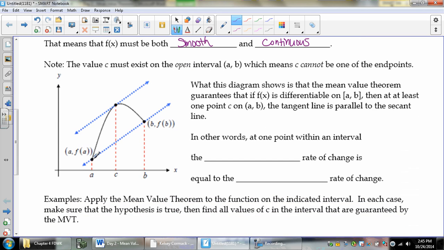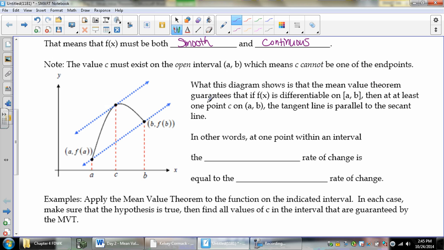So here's a perfect example. Here is a smooth curve from A to B. This dotted blue line here gives you the average rate of change, or the slope of this line is the average rate of change of the function between A and B. And then this blue line up here is a tangent line at a specific point. So here's the instantaneous rate of change of the function at C. And what you see from this is the secant line and the tangent line are parallel at some point in between. It's not parallel all the time, but there is a point in between A and B such that the secant line and the tangent line are parallel.